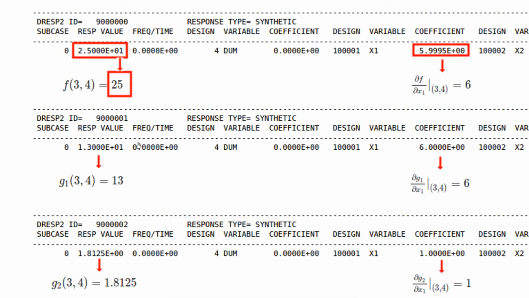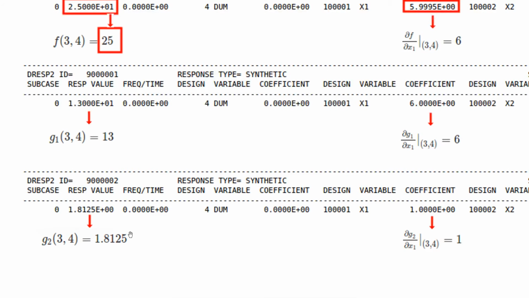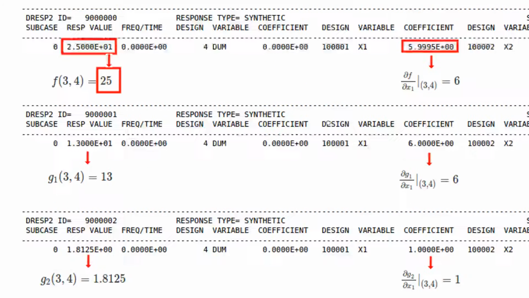This next section, for the next function g1, reports a value of 13. If you plug in 3 and 4 to g1, you get 13. And the same thing for the last function, g2. Nastran is reporting the same g2 value at (3, 4).